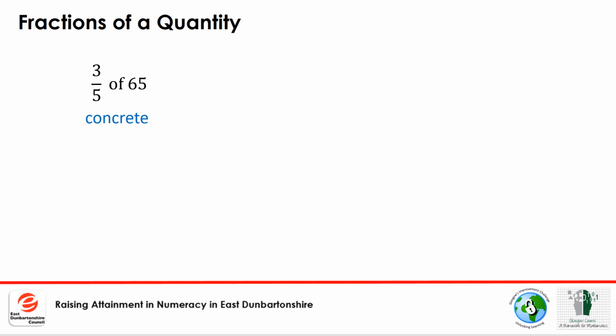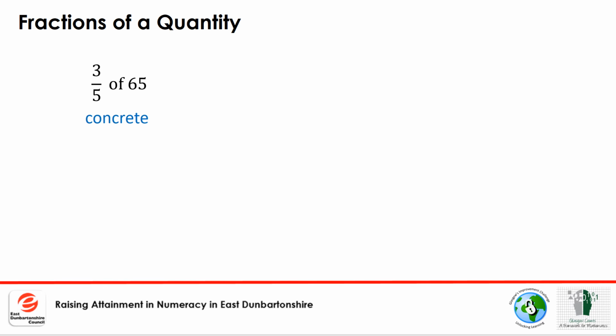3/5 of 65. Now, children who have been taught processes and processes only, usually the first thing they'll say to me is, oh, miss, I can't remember, do I divide by the top and multiply by the bottom, or is it the other way around? So they know there's dividing and multiplying going on, but they don't understand why they're doing these processes. So concrete materials will help make that thinking visible for them.